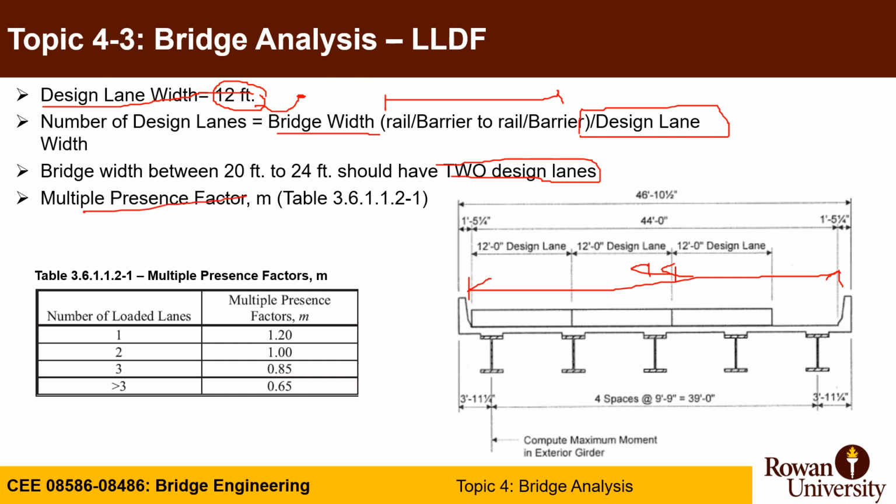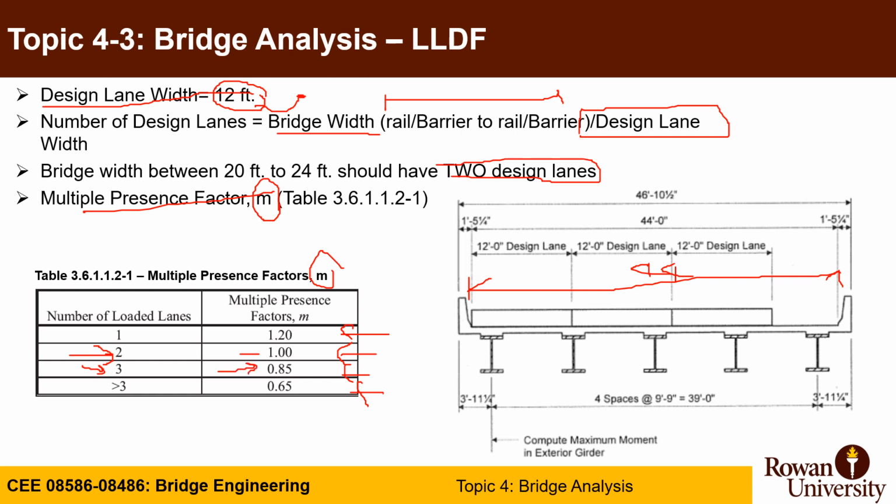You also need to take the multiple presence factor M. The multiple presence factor M is very important to take into account the probability of having trucks in the same location at the same time. So most likely you will have two trucks driving side by side. So this is 1, no amplification. But three trucks at the same time, same location is very hard to happen. So that's why we reduce it a little bit.